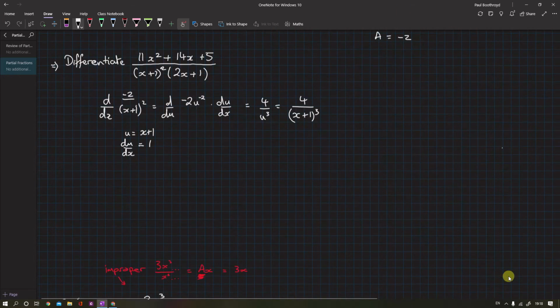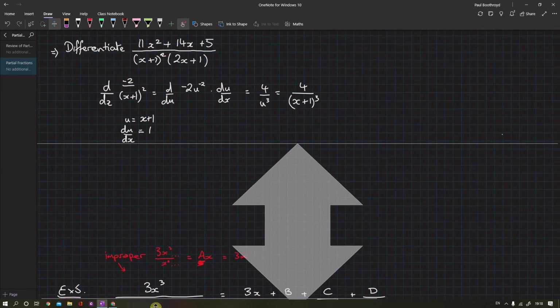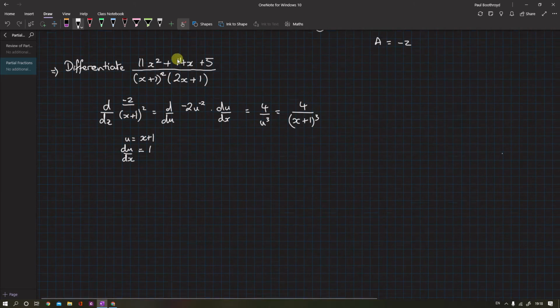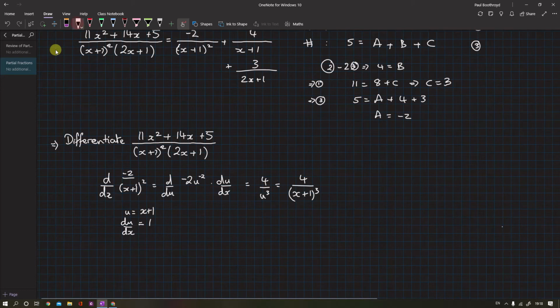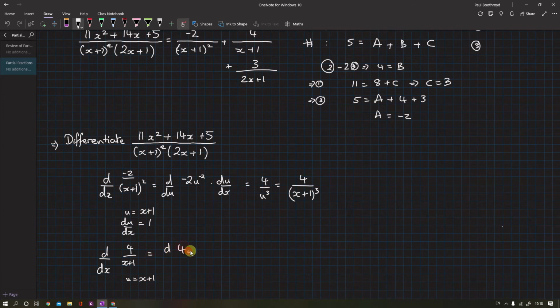So let's do the next part, the differential of the next term, which is 4 over x plus 1. Again, we're going to use u as x plus 1. So this becomes the differential of 4u to the minus 1 with respect to u. du/dx, again, is 1. So we get 4u to the minus 1 differentiating to give me minus 4 over u squared, times the 1. So that becomes minus 4 over (x plus 1) squared.